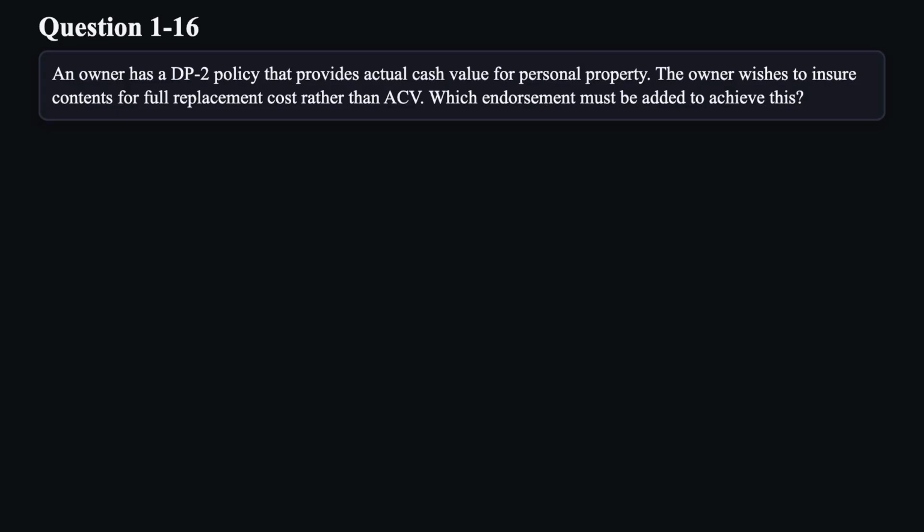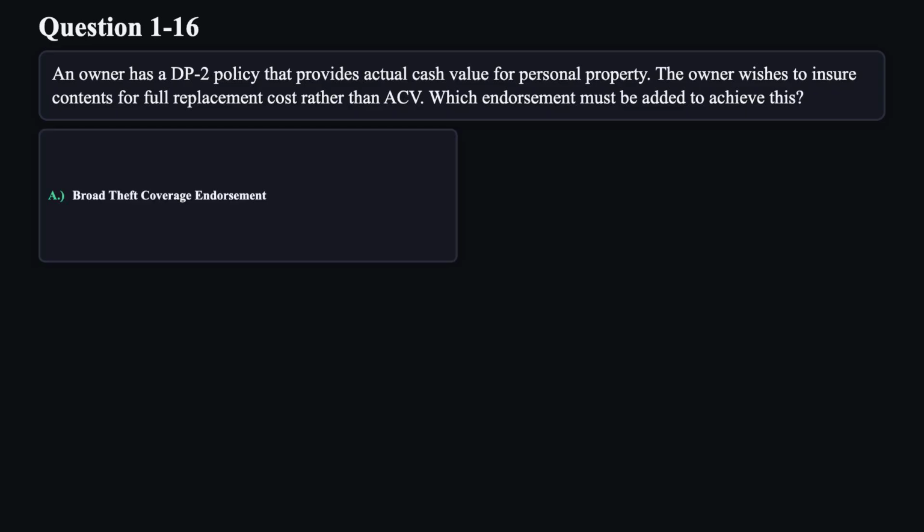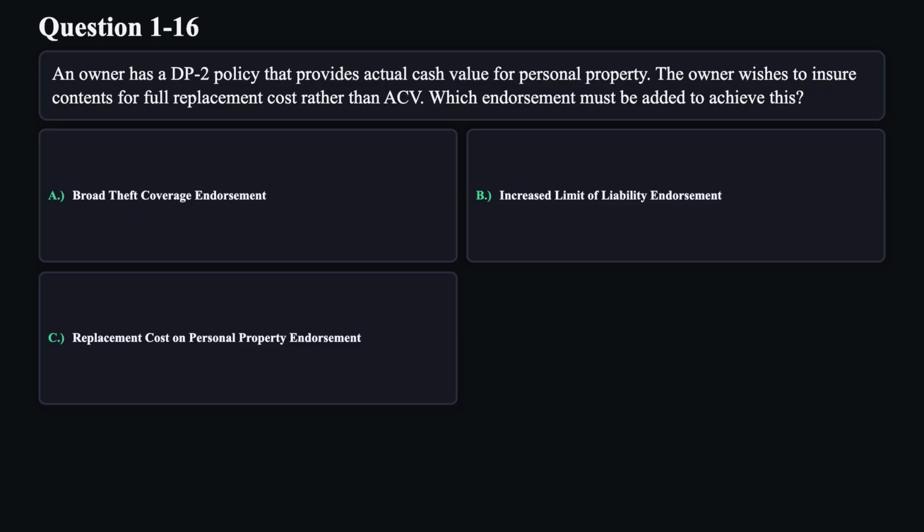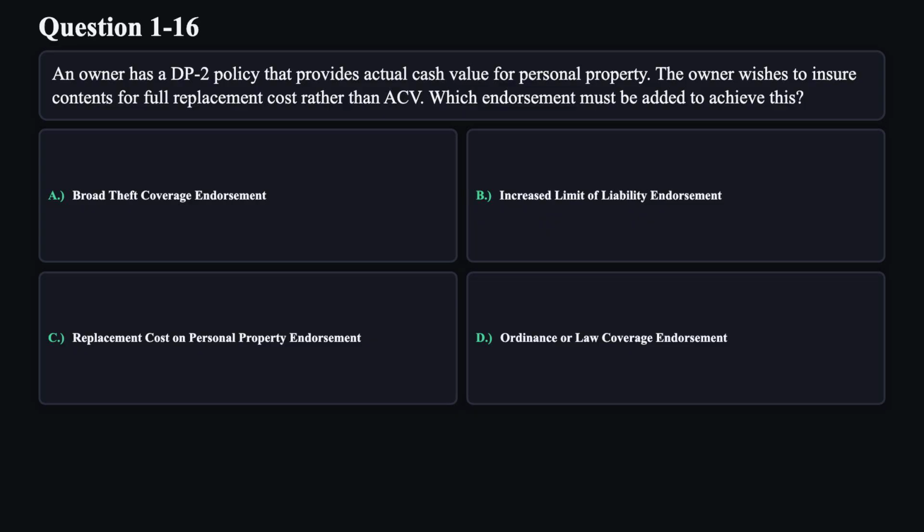Question 16. An owner has a DP2 policy that provides actual cash value for personal property. The owner wishes to insure contents for full replacement cost rather than ACV. Which endorsement must be added to achieve this? A. Broad theft coverage endorsement. B. Increased limit of liability endorsement. C. Replacement cost on personal property endorsement. D. Ordinance or law coverage endorsement.